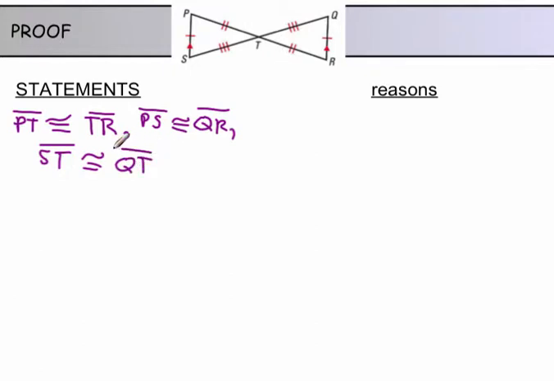Okay, so those 3 statements we can kind of make as one. And how do I know that? Because those are given. Okay, whenever we have the markings, that's a given. Okay, they showed us that by showing us the markings.